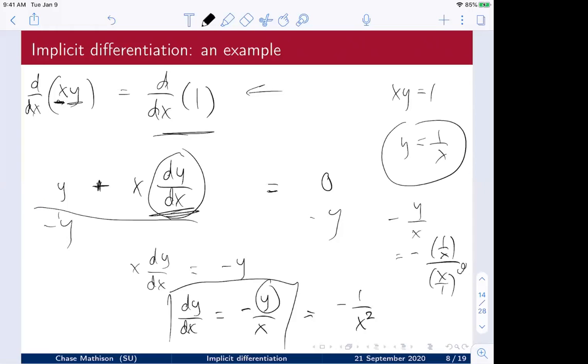Gotcha. Good question. Any other questions on this? Is anything unclear at any step?